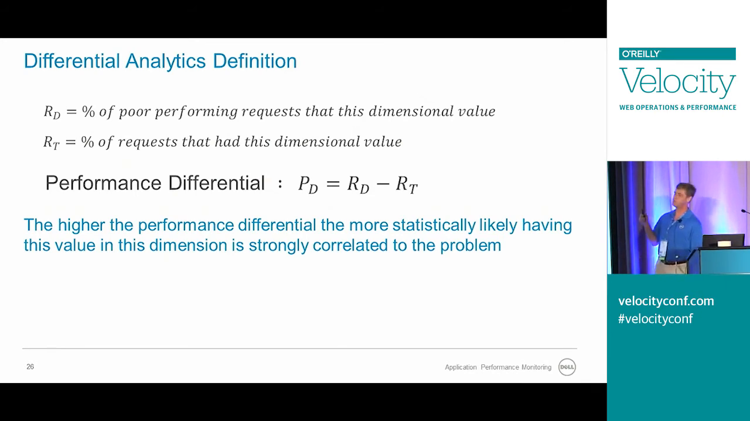So it's real simple. The first is actually what I was doing in the first place. We calculate the percentage of poor performing requests that have a particular dimensional value, such as used IE9 as a browser. And the second one is the percentage of requests that had this dimensional value, period, good or bad. Just by taking the difference between these two, it gives us a much more correcting number to play around with. So the higher this performance differential is, the more statistically likely that this dimension is strongly correlated to the problem you're experiencing. Okay, so let's run through a couple of examples to see how this works.